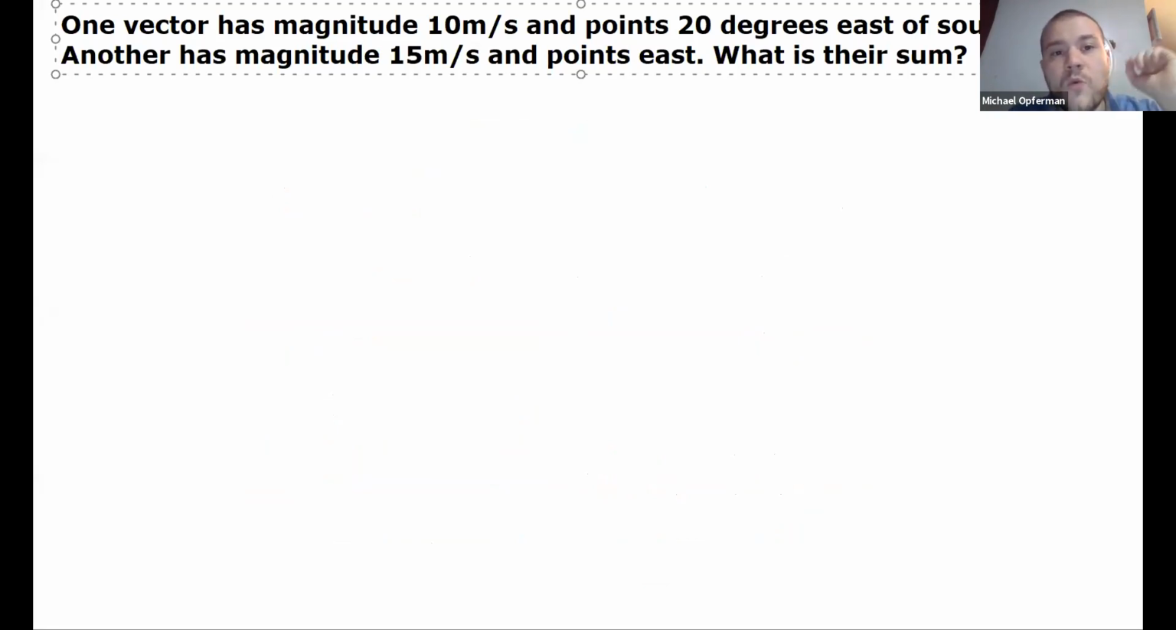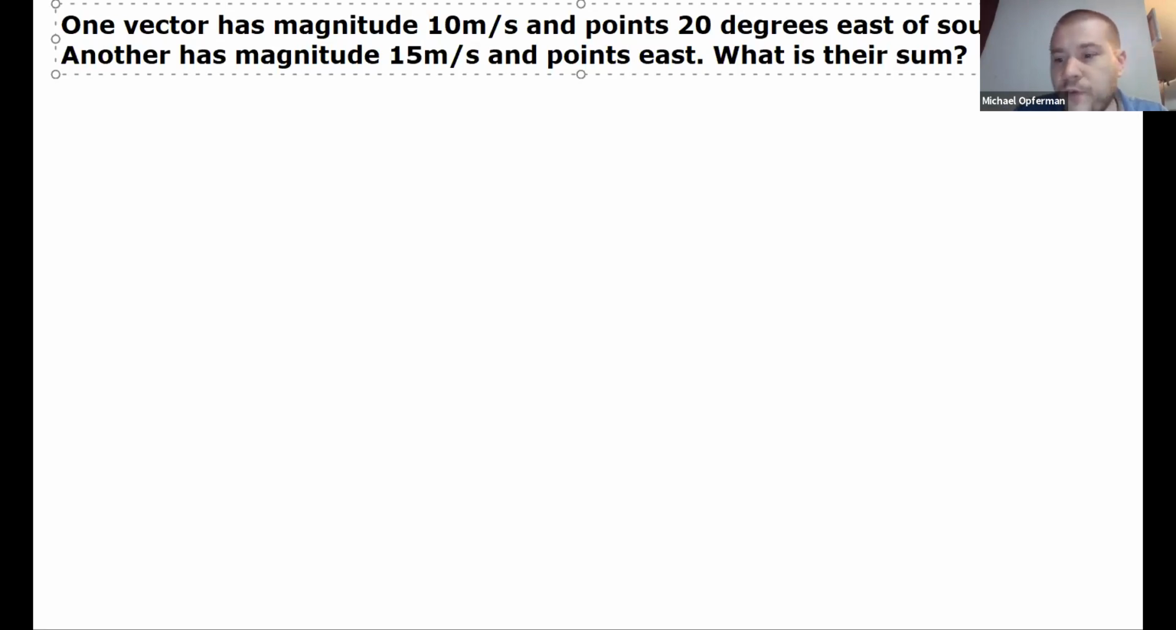So we have one vector with magnitude 10 meters per second, points 20 degrees east of south. Another has magnitude 15 meters per second and points east. What's the sum of these two vectors? Okay, let's call them A and B again.